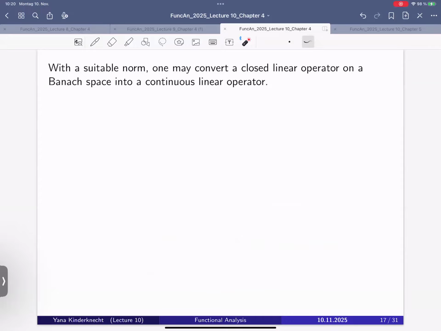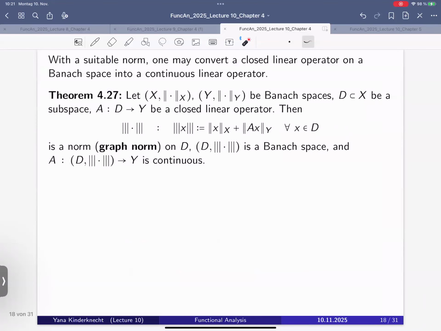And the first remark is that we may play with the norm. So introducing a suitable norm, one may convert a closed linear operator on an original Banach space into a continuous linear operator. So theorem. Let X and Y be two Banach spaces, D be a subspace of X, and let A be a mapping from D to Y, which is a closed linear operator. So we introduce another mapping, which is defined as follows.